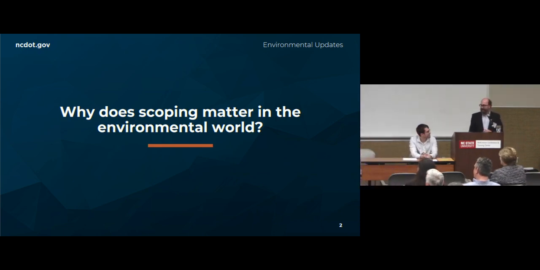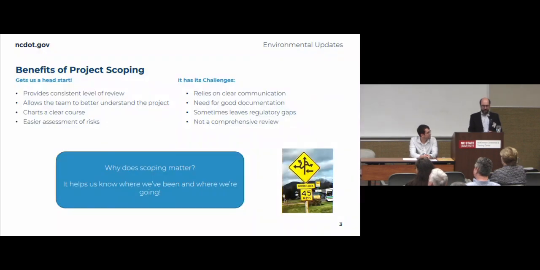I know. So to tack on to what Matt was saying about scoping, in the environmental world, why does the scoping process matter? I just want to make sure we touch on this because I think it is important. There are some huge benefits to project scoping when we get into the detailed NEPA review of a project. It gives us a big head start, let's just be honest. If we do it the right way, we're paying attention, we're reading the documents, and we're building on that documentation, it really helps things. It provides a consistent level of review, so we know what's coming out of that process, and we know what to expect.